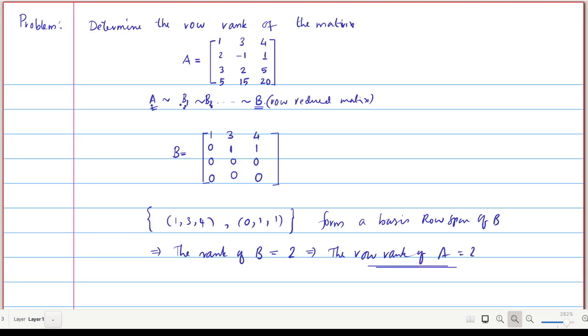So this shows that using the row reduced matrix you can get the rank of A. This is one way of finding the row rank of A if A is some complicated matrix. You can easily reduce it to a row reduced matrix by performing row operations, and that would enable us to find the rank of this matrix A easily.